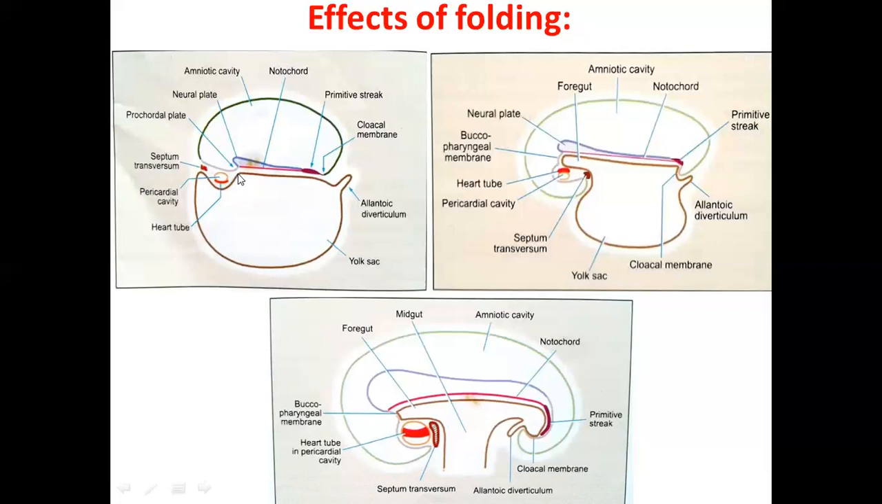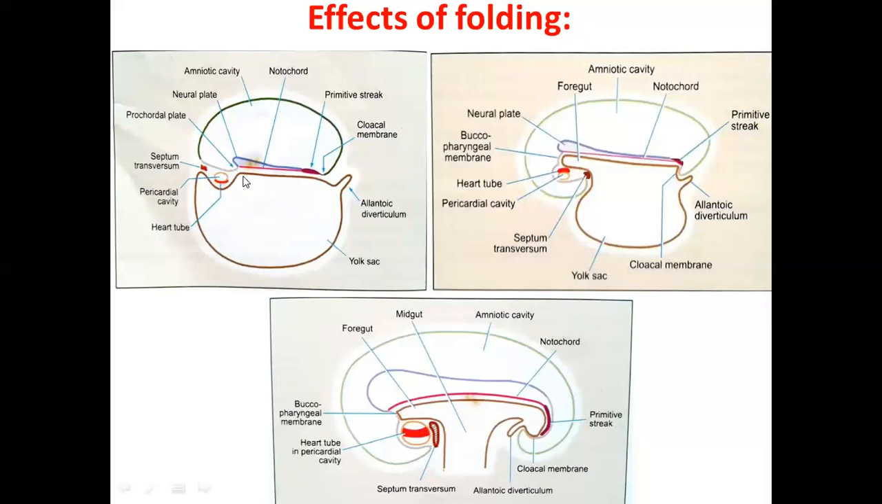Then you can see this is the procaudal plate, right? And this is the neural plate, which is expanding anteriorly. So the brain is going to form here, the heart is going to form here, and this is the procaudal plate, right? Now at this tail, as it is a thin part and this is the heavy part, it winds downward here and head fold takes place here.